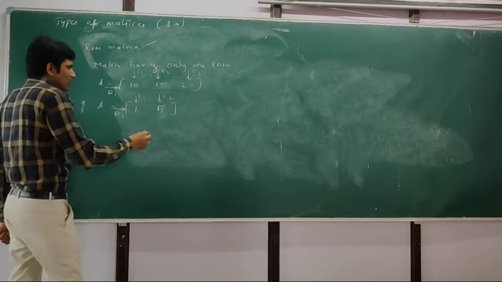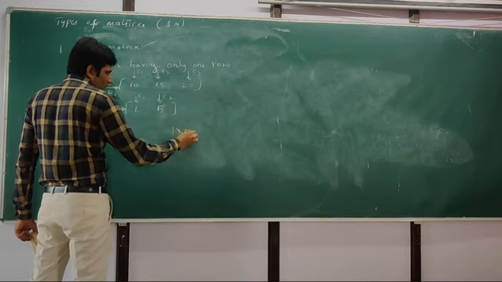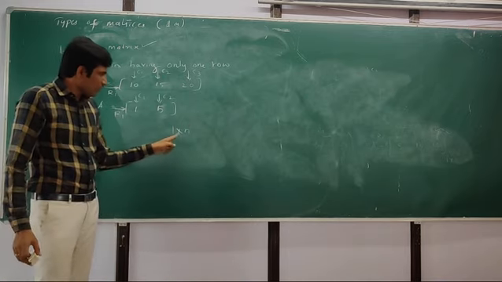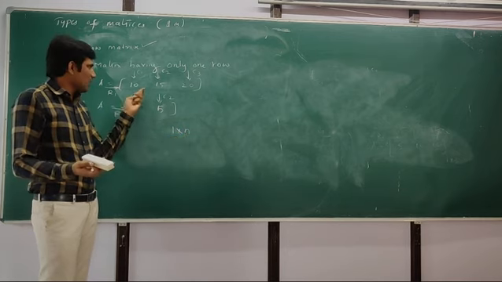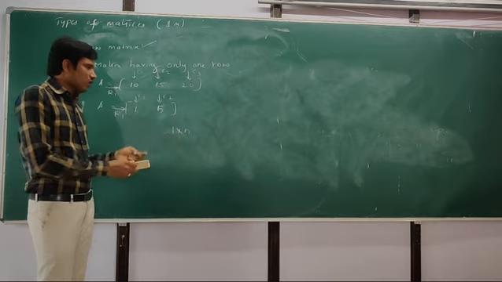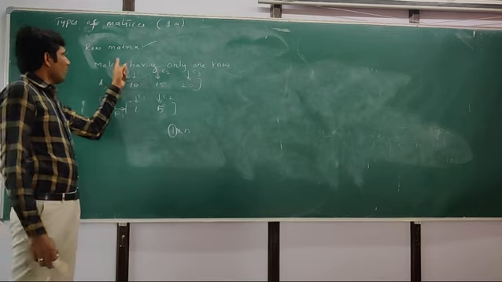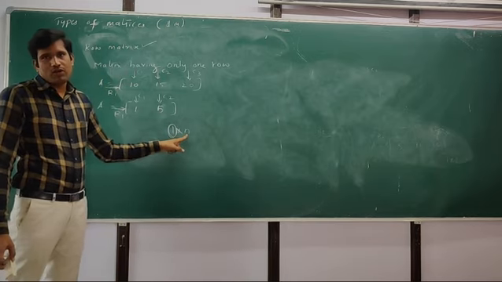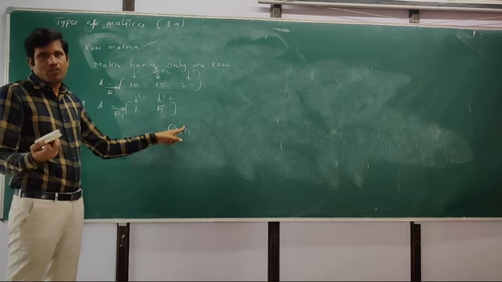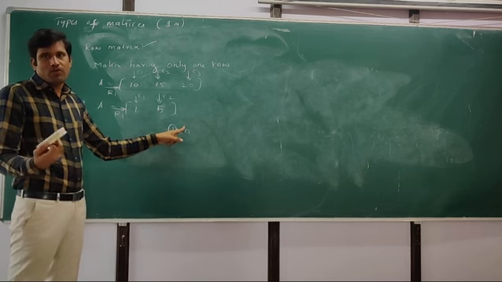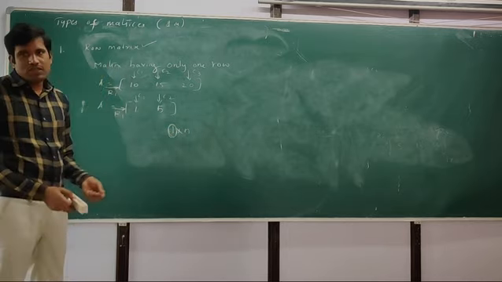In general, we can write the order of any row matrix. There will be one row and the number of columns can be anything. In general, the order of the row matrix we can write as 1 cross n, where n is the number of columns. The number of columns can be 2, 3, 4, 10, 100. But the condition is there must be only one row.